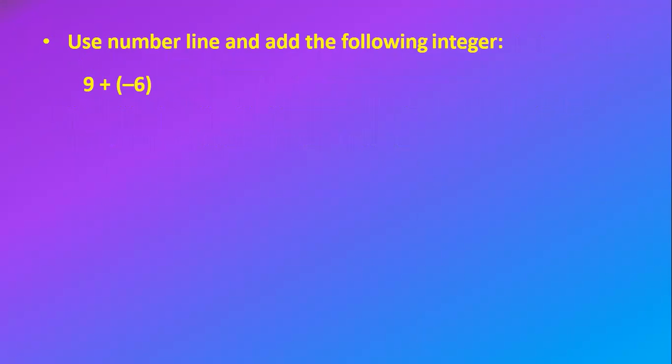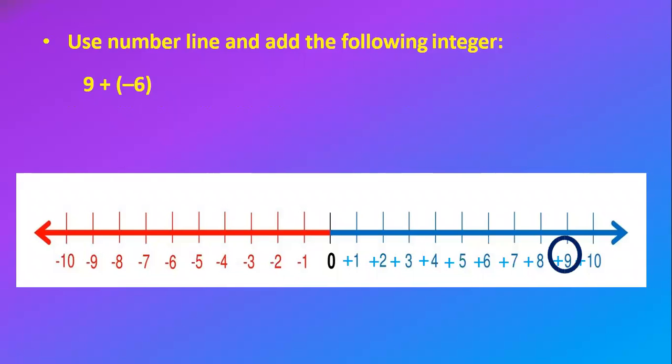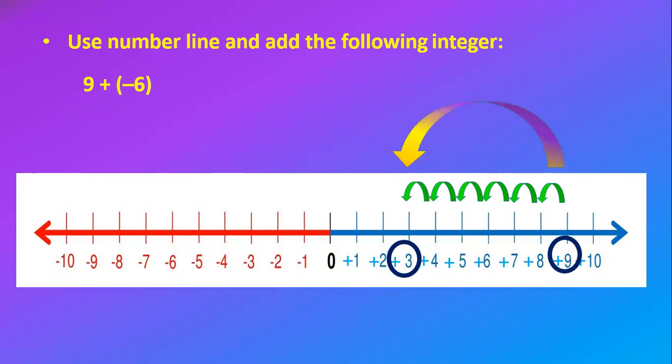Use number line and add the following integers, 9 plus minus 6. 9 is here, and you will be moving towards your left. That is, you'll be skipping 6 steps towards your left, and it is plus 3. You can use the addition property as well. That is, you will be subtracting the given two integers and retaining the sign of the greater integer among the given two integers. So it is plus 3 in this case.